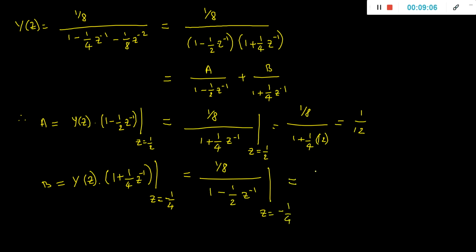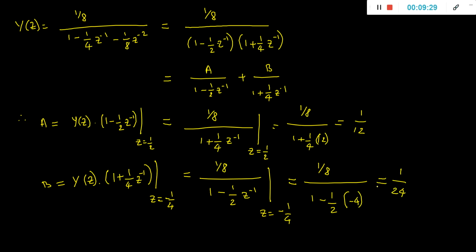That's very important. So this is 1 by 8 divided by 1 minus 1 by 2, where z is minus 1 by 4. So z inverse is going to be minus 4. When evaluated, this gets me the answer as 1 divided by 24. So this is the value of b.